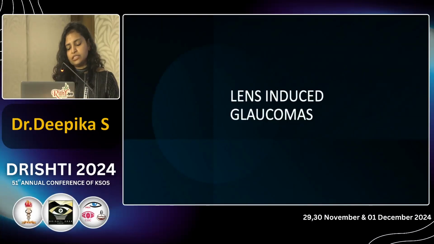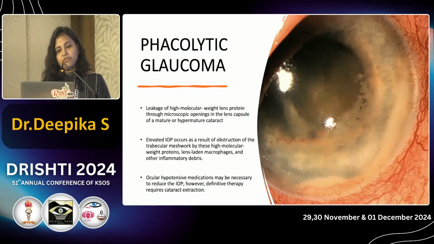Coming to the whole spectrum of lens-induced glaucomas, first and foremost comes phacolytic glaucoma. Phacolytic glaucoma is the release of high molecular weight proteins through an intact capsule in a hypermature or mature cataract. Usually the patient presents with acutely elevated IOP. When you check with the applanation tonometer, the knob moves from 0 to 70 and comes back to 0, so it's almost more than 70, or unmeasurable. The patient presents with severe pain, redness and discomfort.